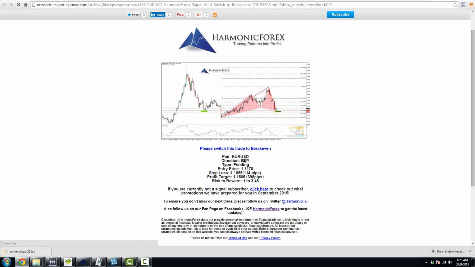Pair is euro dollar, everybody knows. Direction, buy is to buy, sell is to sell. It's pretty simple. Entry price is just key it accordingly. But to be able to key the entry price, you must be able to put in a pending order. Pending order means that the order is not triggered immediately. It means that we are queuing up either to buy or to sell.